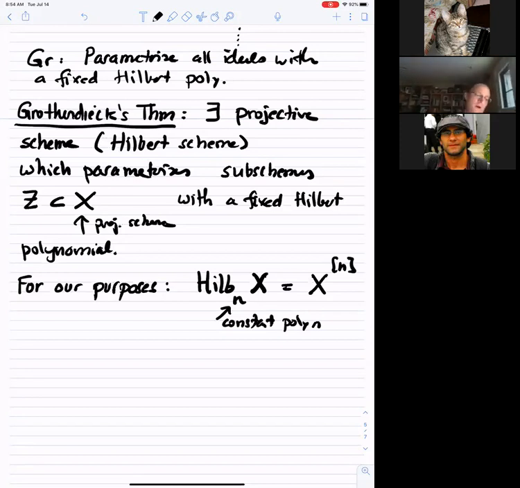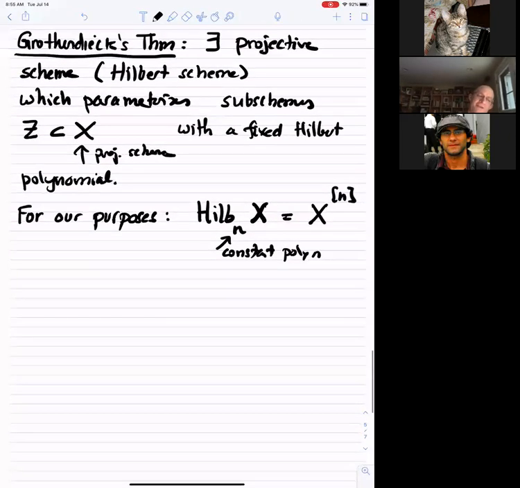All right. So I'm being a little bit sloppy in the way that I'm describing this theorem. This theorem is really much nicer than I'm making it sound.